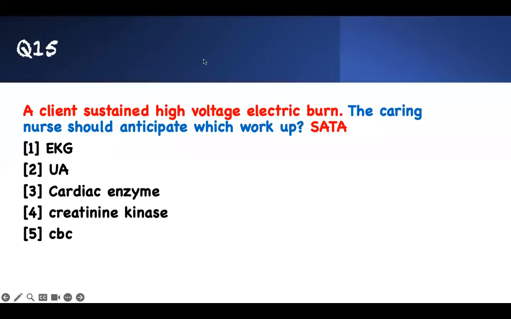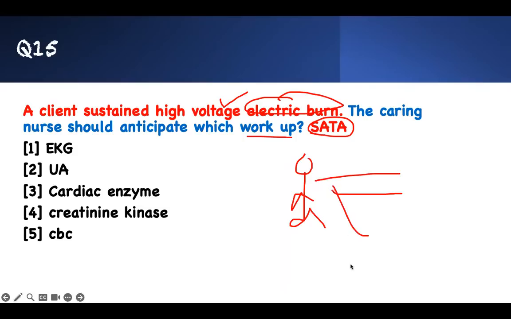Number 15, last question. Select and apply. A client sustained a high voltage electric burn. So he has an electric burn. The nurse should anticipate which workup? So this is the person, and thunder strike, whatever it is, burned the patient. Or electricity burned the patient. It went through the patient. What do you think you need for a workup?